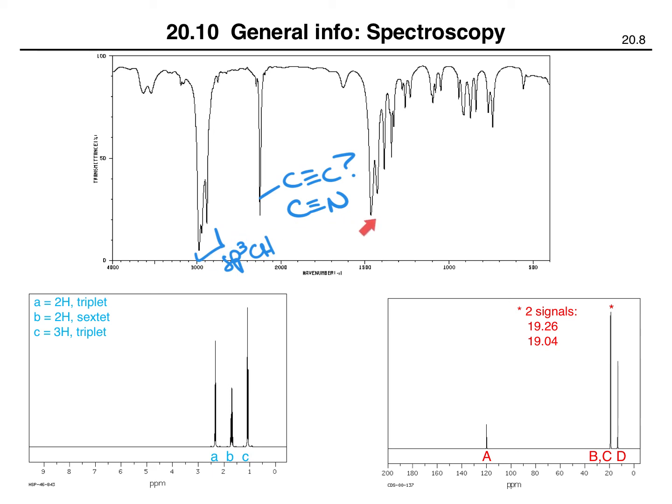So this might be it. Okay, so it doesn't look like we have any sp2 hybridization, no aromatics, anything like that. All that we can see here is either alkyne or nitrile.